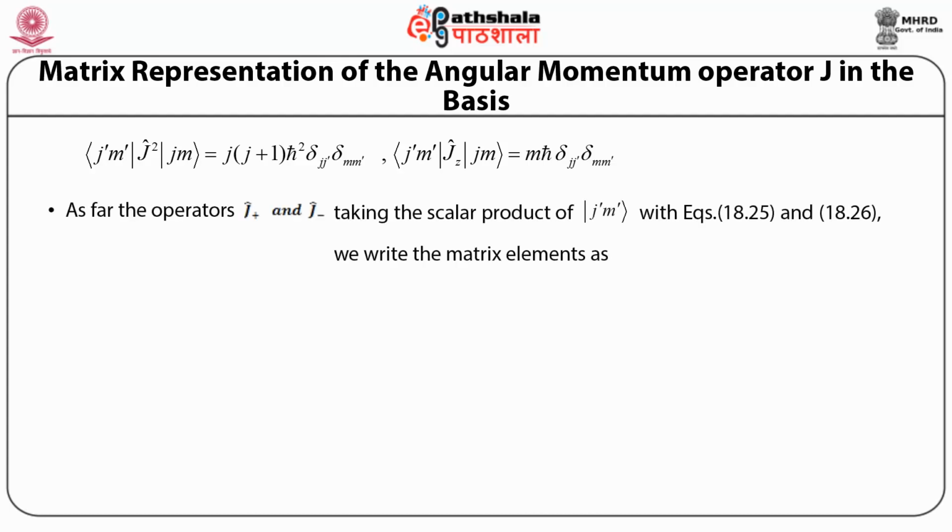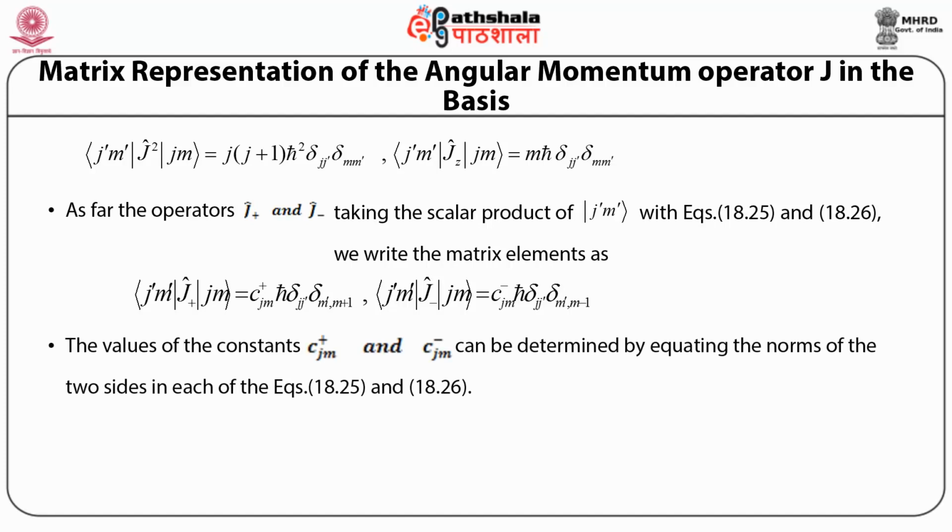As far as the operators j plus and j minus are concerned, taking the scalar product of ket j prime m prime with equations 25 and 26, we write the matrix elements as the scalar product of j prime m prime with operator j plus ket jm is equal to cjm plus h cut delta j j prime delta m prime, m plus 1. Similarly, the inner product of j prime m prime with operator j minus ket jm is equal to cjm minus h cut delta j j prime delta m prime, m minus 1.